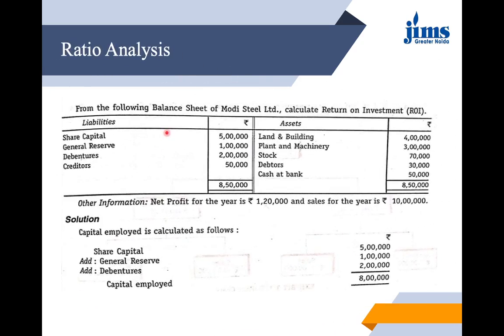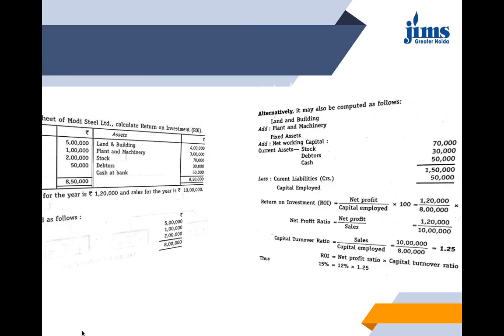Here is a question for you. It's a balance sheet of Modi Steel Limited. Let us see how to calculate return on investment. We are given share capital, general reserve, debentures and creditors. Here we are having fixed assets, stock, debtors and cash at bank. Net profit is given as 1,20,000 and sales is given as 10 lakh. So first of all, let us calculate the capital employed. We can take share capital, add general reserve and debentures to it, and from there we can calculate the capital employed. Alternatively, we can calculate using the fixed assets as well.